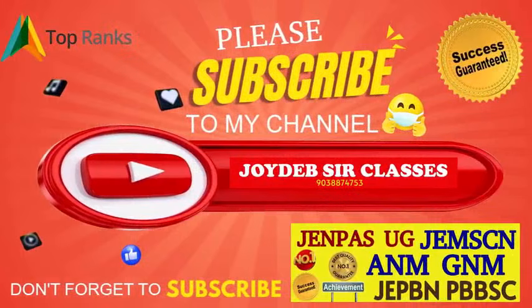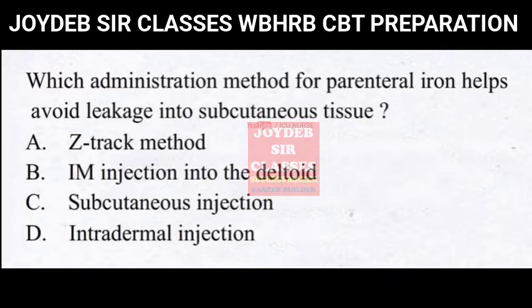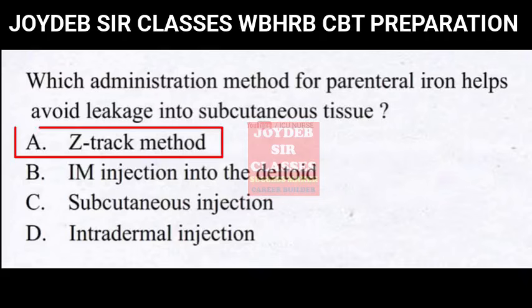Which method for parenteral iron helps avoid leakage into subcutaneous tissue? A. Z-track method. B. IM injection into the deltoid. C. Subcutaneous injection. D. Intradermal injection. And the correct answer is A. Z-track method.